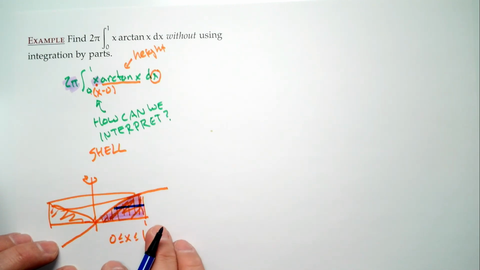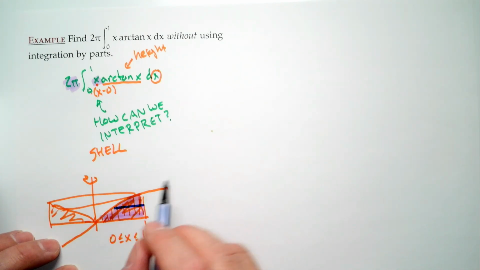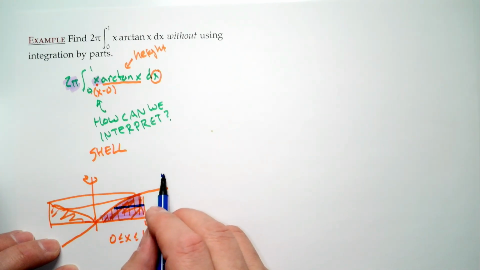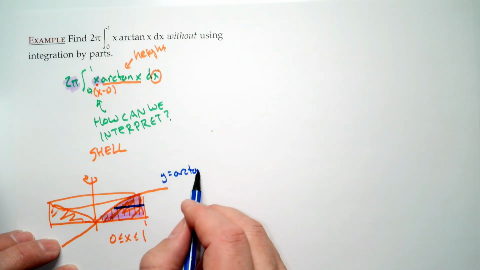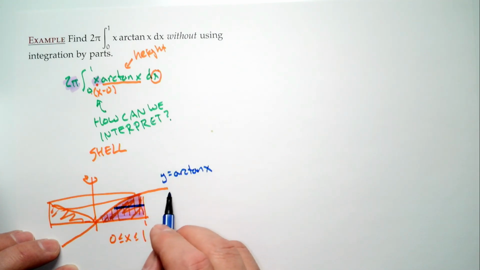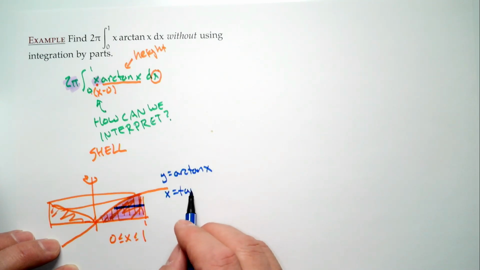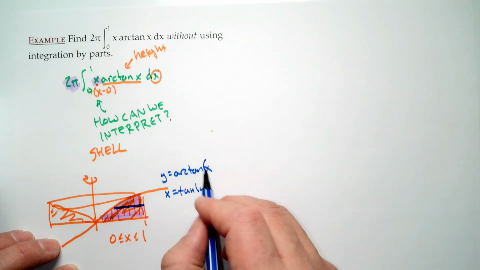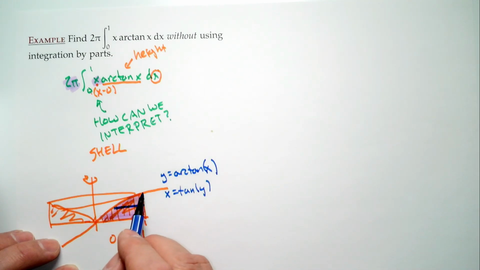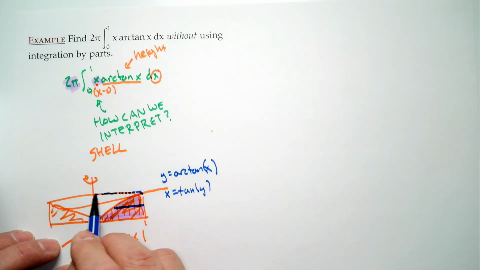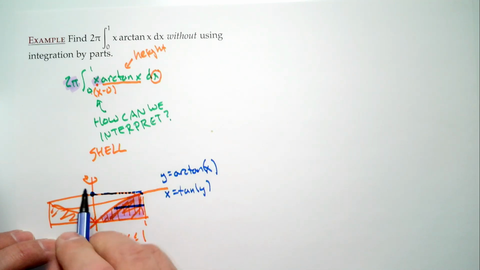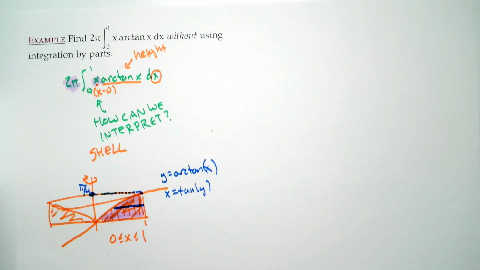All right. Well, good. Let's talk about these curves. The original curve is y equals arctangent of x. If I write this as x equals a function of y, what does it become? Tangent of y. Now, when I plug 1 into arctangent, what comes out? In other words, what's the y value here? Pi over 4. Yeah, arctangent of 1 is pi over 4.